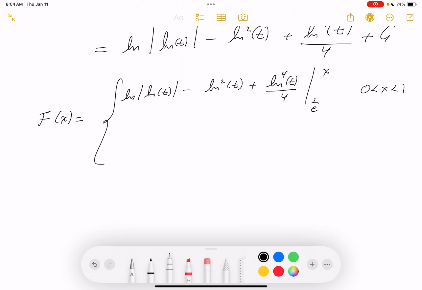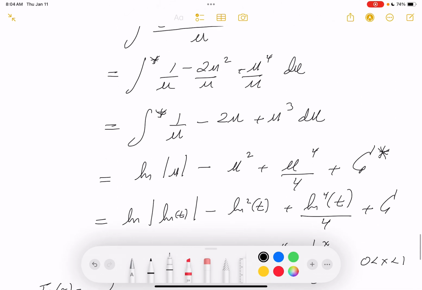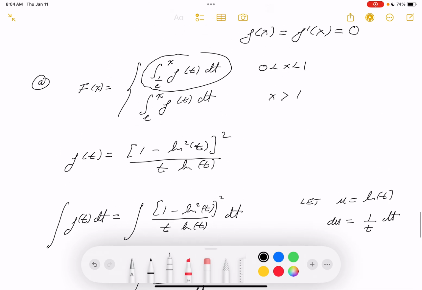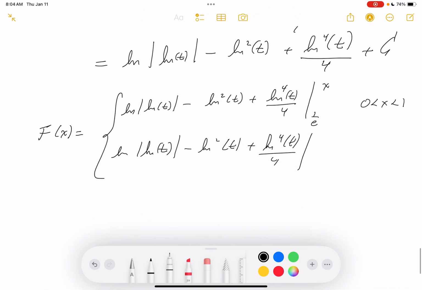Let's put the other one down. And the other one's going to look just like this one over here. It's going to be natural log, and I got to figure this out, by the way. Natural log of t, absolute value of it, minus the natural log squared of t, plus the natural log to the 4th power of t over 4. And the limits of integration, right, we're looking back over here, go from e to x.